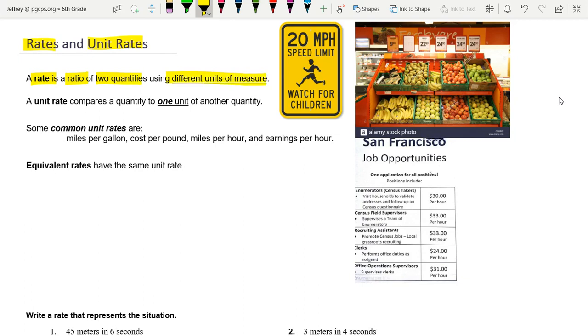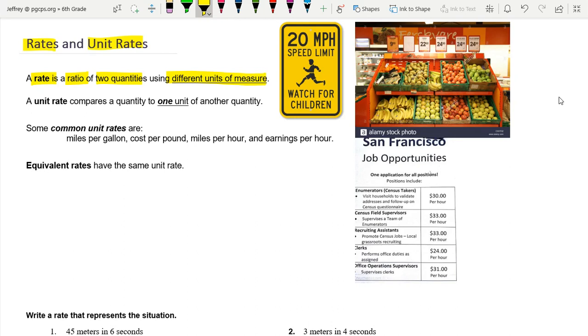Now we always see this daily. For example, when you drive, you see the speed limit. It says 20 miles per hour. So the miles and the hour are the units of measure that are being compared. When you go to the grocery store, you see apples and bananas. They sell for $1 per pound of banana. So those are two units of measure, the dollar amount and the pounds of bananas.